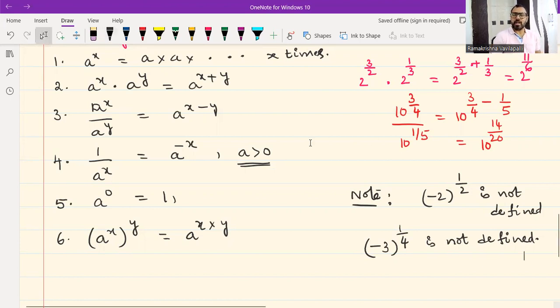So in the next video, I will explain a few examples based on these exponential laws. I will increase the level of difficulty of questions.